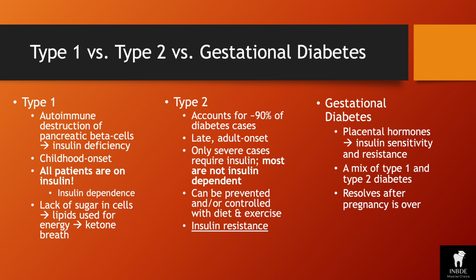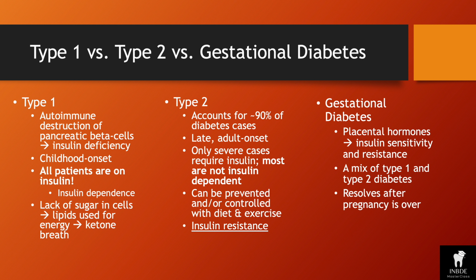And so this is actually going to account for about 90% of all diabetic cases. This has a later onset, typically in adulthood, and insulin is only required in severe cases. Most cases of patients that have type 2 diabetes mellitus are actually not insulin dependent. And this type of diabetes can actually be prevented and even controlled pretty well with proper diet and exercise. And so patients with type 2 diabetes are going to be categorized as being insulin resistant.